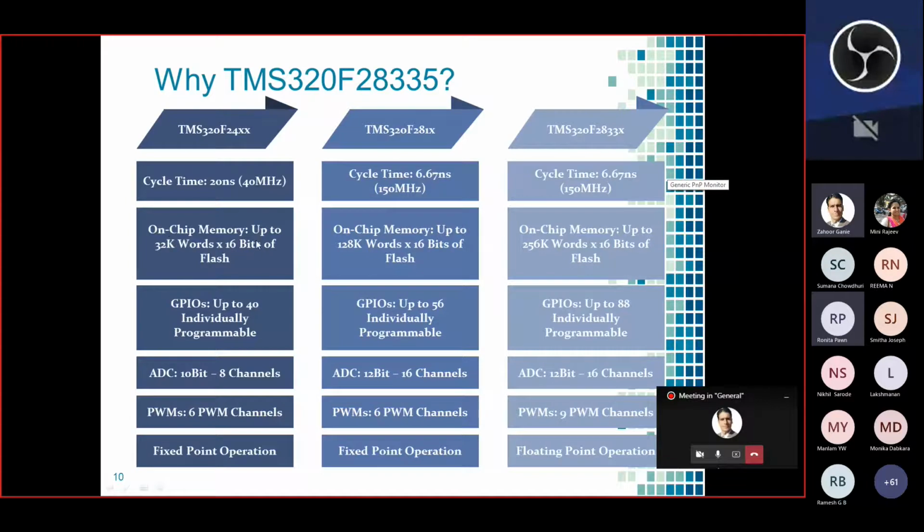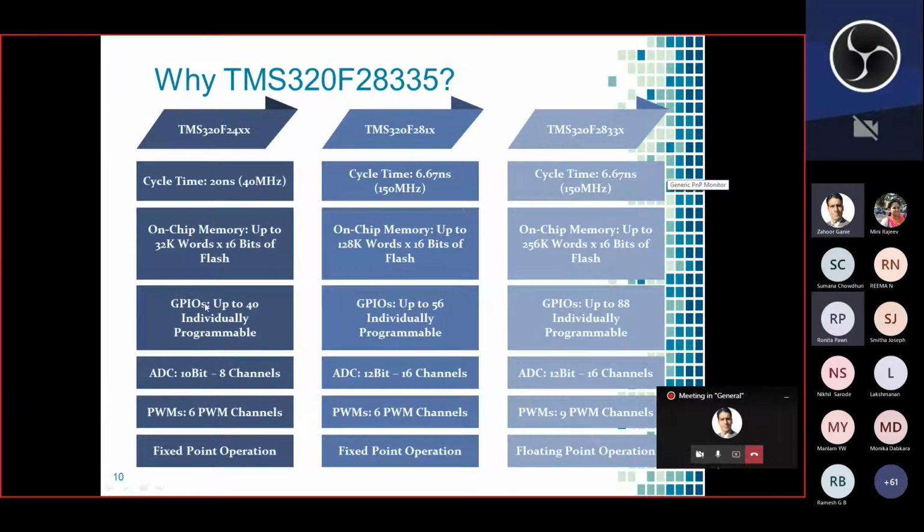On-chip memory, we have here only 32 kilohertz and flash of 16 bits. But here it was increased to 128 kilohertz and the same 16-bit flash memory. Whereas it was extended to 256 kilohertz with the 16-bit flash memory. So even in memory, it was having higher memory when compared to these two.